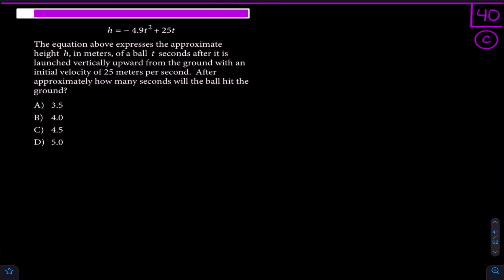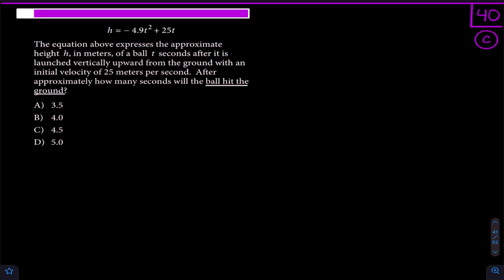So this problem says the equation above expresses the approximate height h in meters of a ball t seconds after it is launched vertically upward from the ground with an initial velocity of 25 meters per second. Again, that sentence literally went from here to here. Okay. After approximately how many seconds will the ball hit the ground? So, again, looking at this question here, we are looking at after approximately how many seconds the ball hits the ground, and this is a parabola.